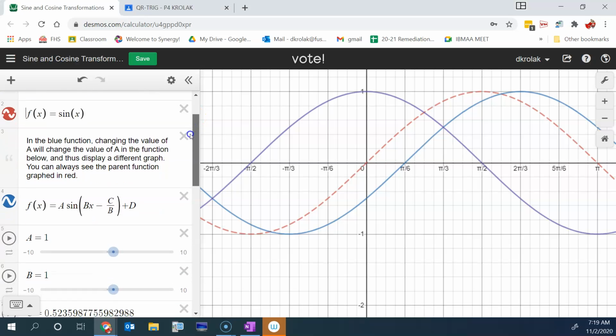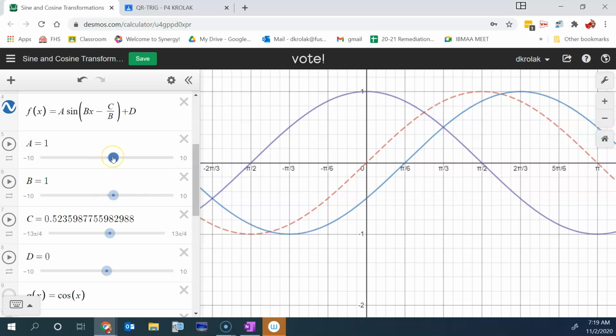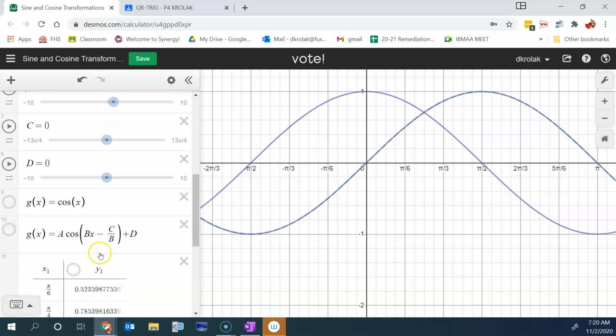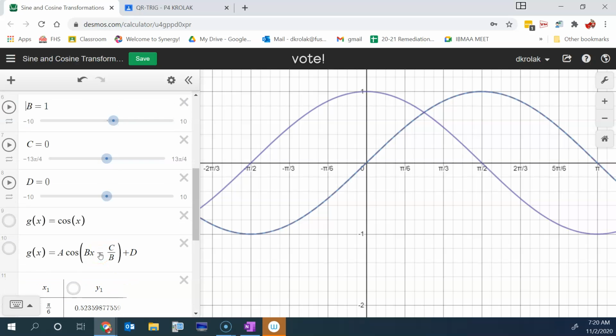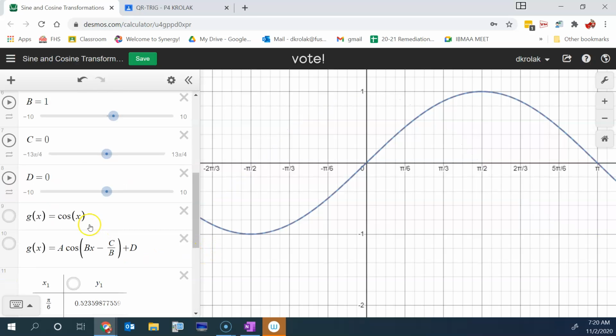All right. Set these sliders so that A is 1, B is 1, C is 0, and D is 0. And then below all of this, click on the graph 9. That's cosine.